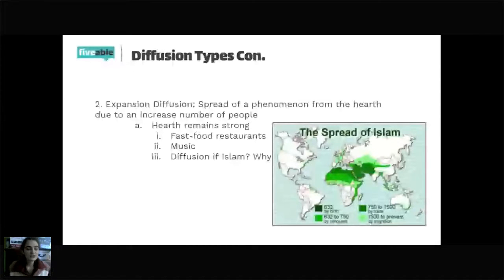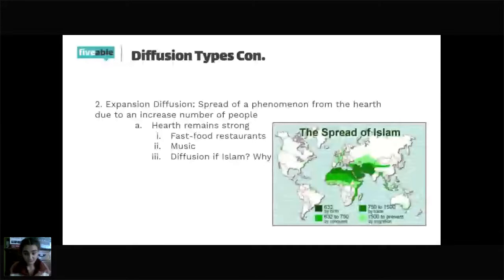Expansion diffusion, we talked about how in relocation, right, the Hearth kind of weakens because people are moving out, right? In expansion diffusion, the Hearth is still strong, but the number of people adapting this new idea increases, right? More people are adapting this new idea. So the Hearth is still strong, but more people are introduced to this new idea, so it spreads more outward to people.